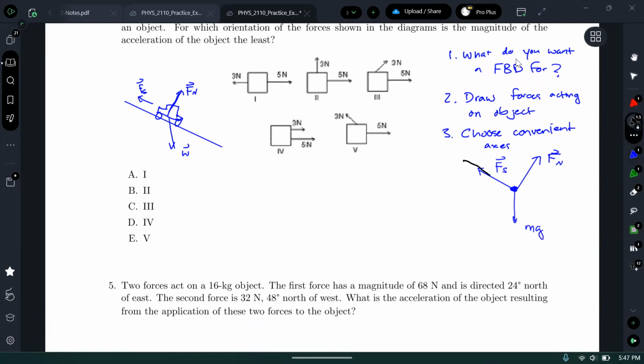Convenient axes would be ones where I don't have to find a lot of components. I don't have to do a lot of sine and cosine stuff. That's why we tend to choose them this way for stuff on a hill, because then I only have to do sine and cosine for one thing. Then the last major step is to break any forces that aren't along an axis into components.